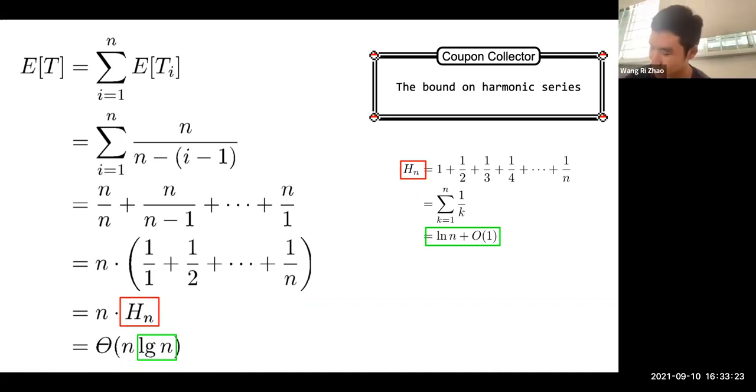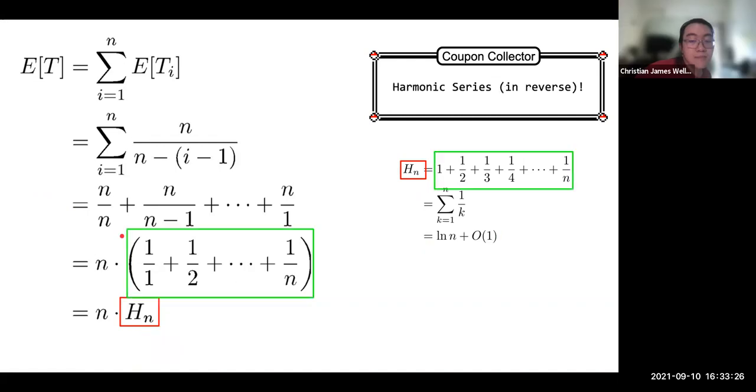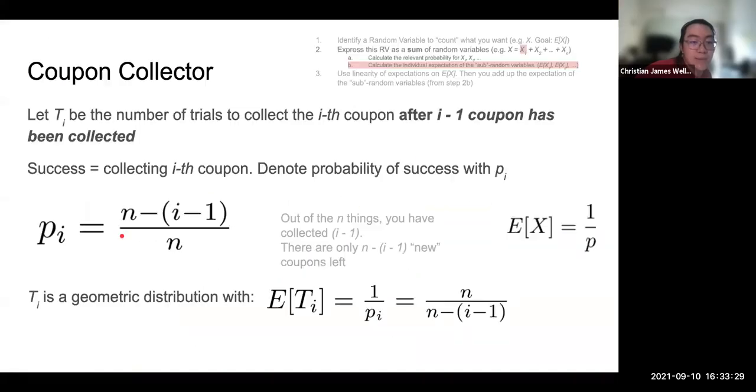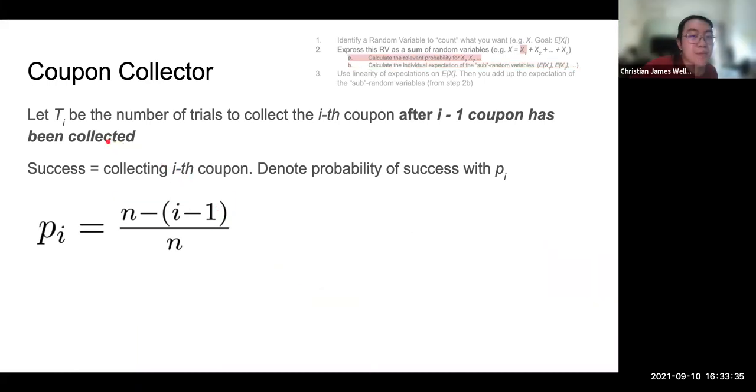Can you explain why the Pi is n minus i minus 1 over n? Right, so you're asking about this. So remember, how did we define Ti? Ti is when we collected the i-th coupon and we succeeded collecting it for the first time. Remember, we keep trying, and we keep failing until we manage to collect the i-th coupon for the first time. So the probability of that is this quantity over here. And the over n is clear because we have n coupons.